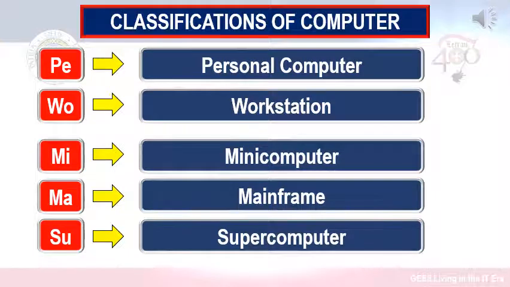Computers can be classified based on size and computing power. However, as technology advances, these classifications tend to overlap as modern computers have become smaller, yet more powerful and relatively cheaper. So what are the classifications of computer? Just remember the acronym PIWO MIMAZU. P stands for personal computer, WO stands for workstation, MI stands for mini computer, MA stands for mainframe, SU stands for supercomputer.